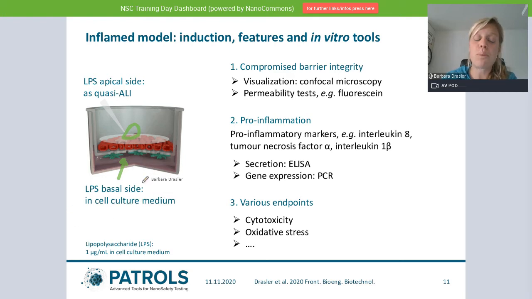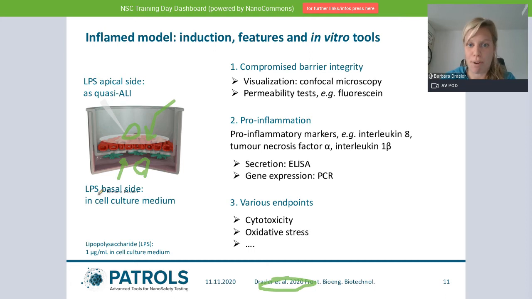On the other side, when we apply LPS from the basal side in the medium, this comes in handy when we're testing, for example, the respiratory hazard of materials, which we're interested in today. This is good because the materials we would then apply directly from the top, for example, as Kirsty presented, using an aerosolization system. All the details about the meaning and the methodological steps of how to induce both types of inflammation are presented in our recently published paper, and please just contact me if any additional information is required.